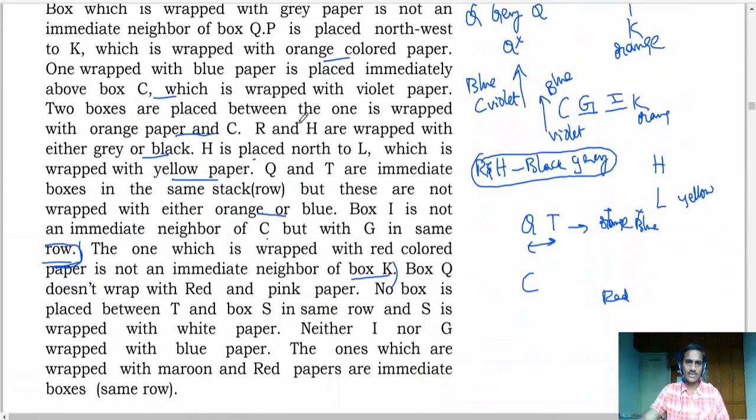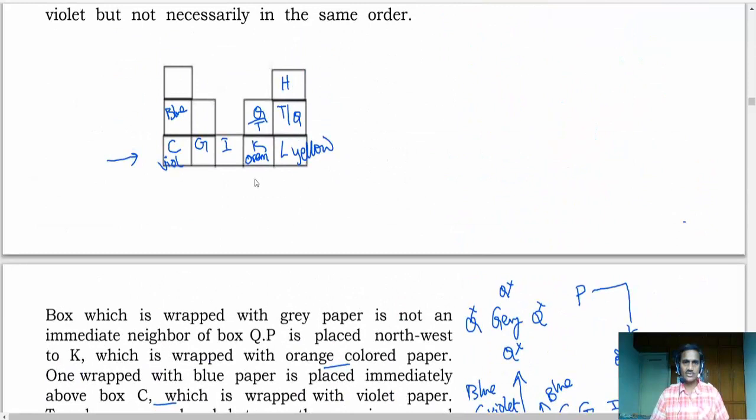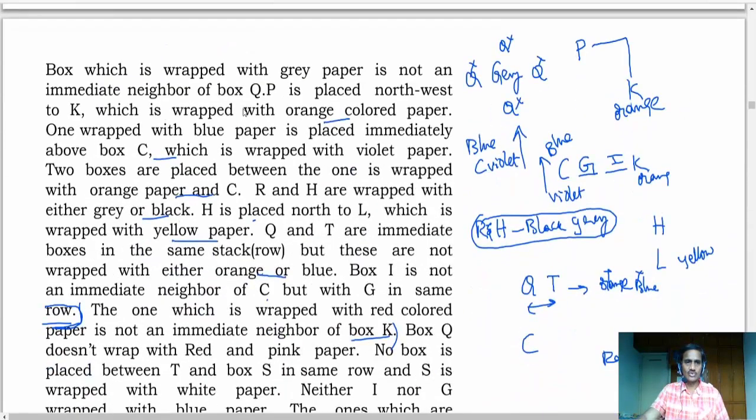Then next one, Q and box Q is the one wrapped with red paper is not an immediate neighbor of K. Red and K are not adjacent to each other. They said red is not next to K. K is here, so red cannot be here and red cannot be here. Okay, red cannot be in these two places. As red cannot be in these two places, K and red are not adjacent. So red can be here, or here, or anywhere else. K and red.